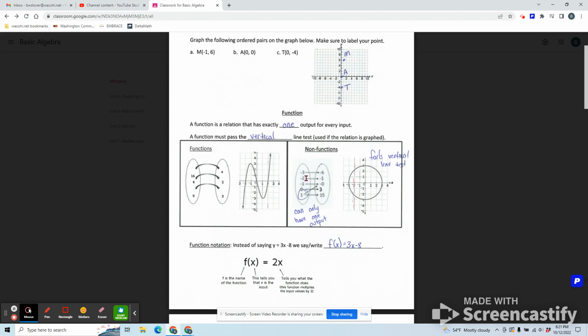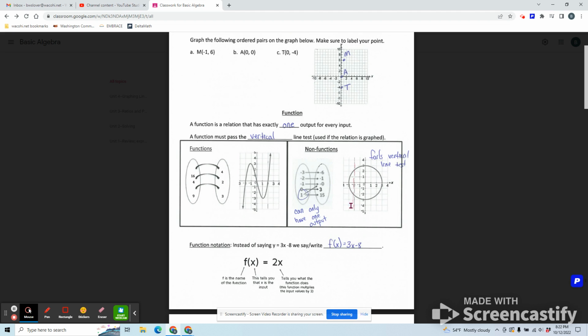So over here, these are non-functions. -3 goes to 6, -2 goes to -1, -1 goes to 0, 0 goes to 3. But then right here, I circled it, 1. If that's my input, it can only go to one output, but it doesn't. It goes to two different outputs. It goes to 0 and it goes to 15. So that means it's not a function because there's not one output for every input.